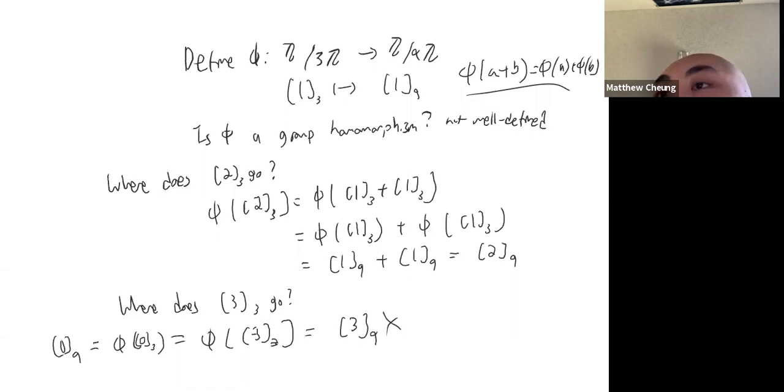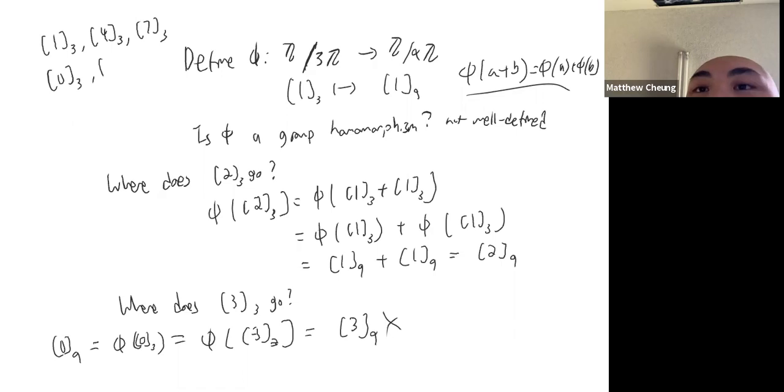Whenever you define something when you mod out something, in this case by 3Z, you always have to check it's well defined. In other words, it's independent of the class. If you remember the class of 1, you could choose a different representative, like 4 or 7. All of these are possible choices, because all of them have remainder 1 when dividing by 3. Do you all see that? Similarly, 0 is the same as 3, is the same as 6.